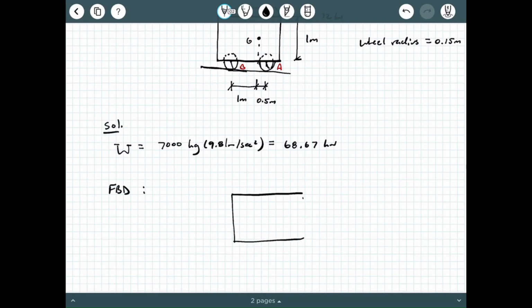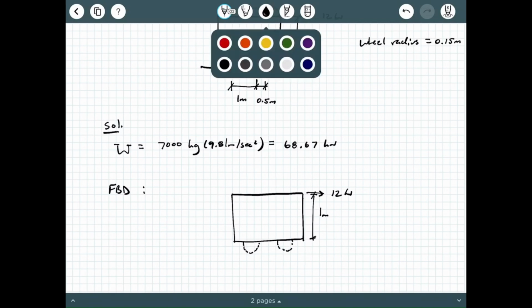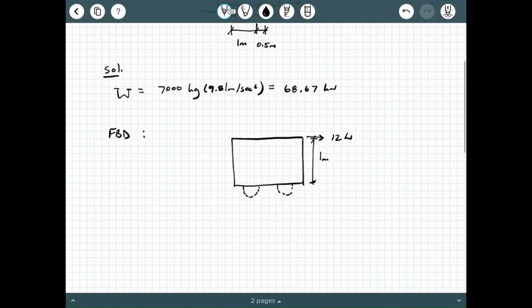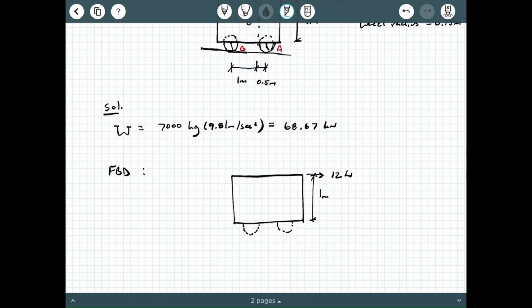So for our free body diagram, we're going to have our cart. We have the 12 kilonewtons here, 1 meter above the base of the cart, and we have these half wheels here. Here's where you've got to be careful. This isn't a box sitting flat on a surface anymore. This is sitting on wheels, so you have to look at all points of contact. We talked about that in the background video. You have to look at all points of contact.